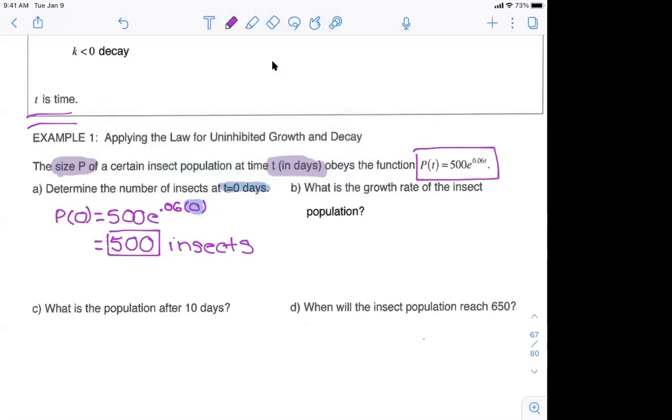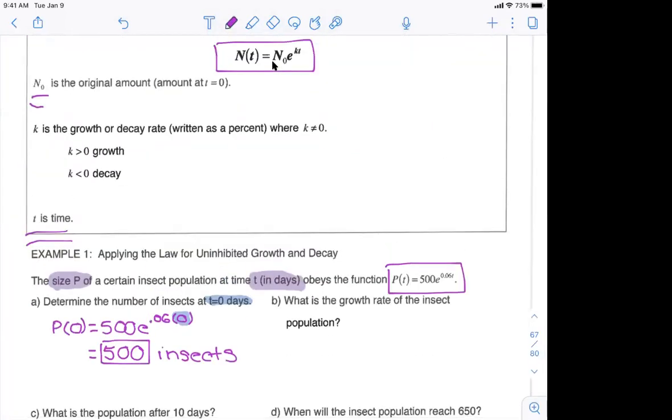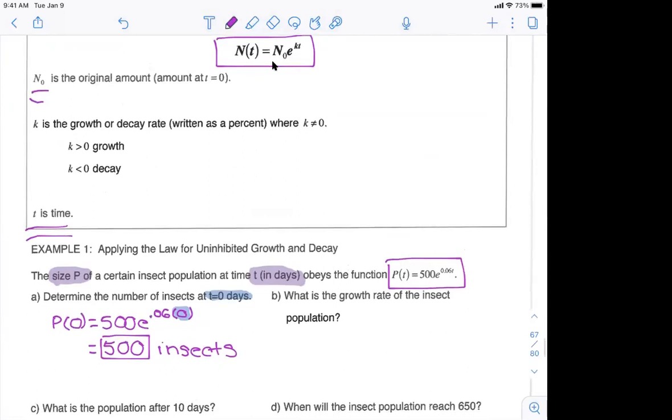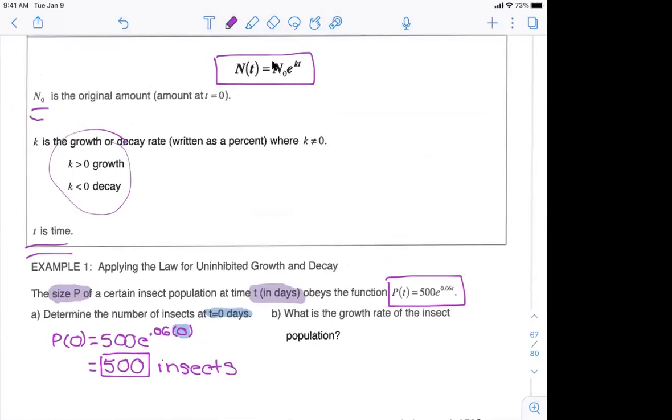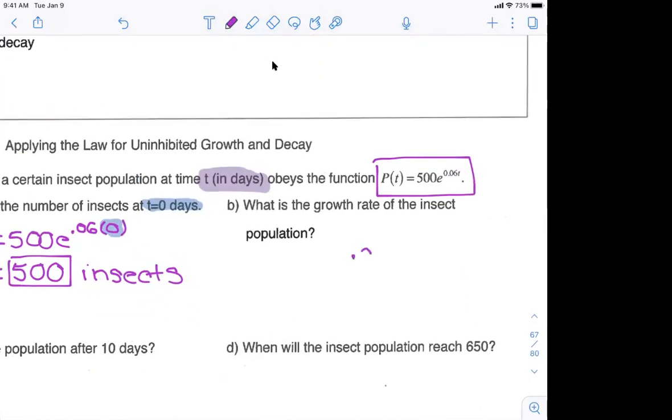All right, let's take a look at part B. What is the growth rate? So the growth rate, what we talked about in the beginning, is that n of 0. So that's the number right there. That's like your y-intercept in a sense. It's your starting point. And then if you keep looking, the growth rate is this number right here. So that would be your k, which is located next to the t. So here, our growth rate is 0.06. So 0.06 is the growth rate.